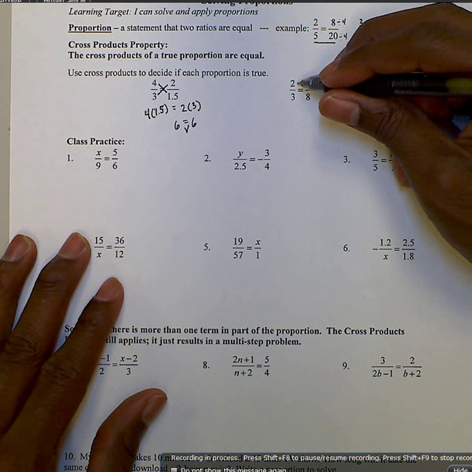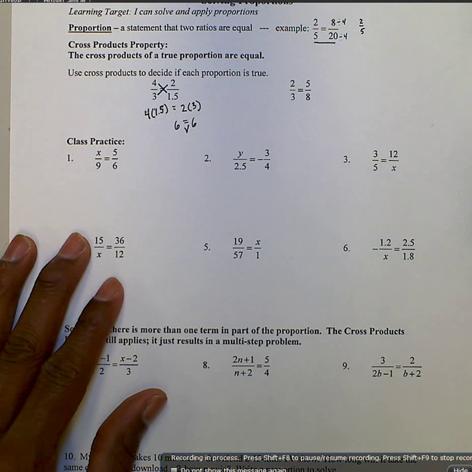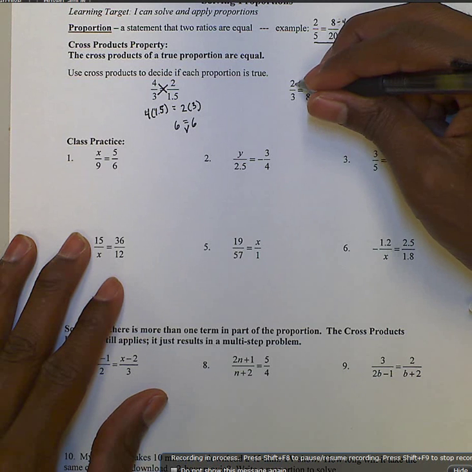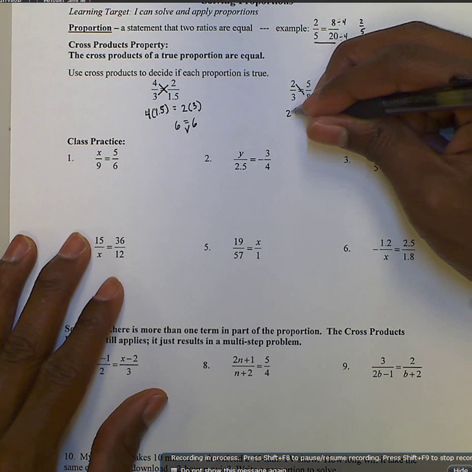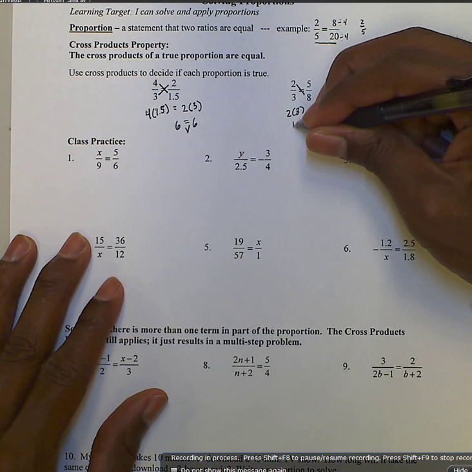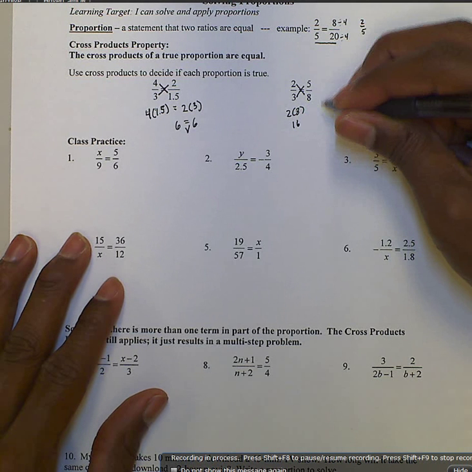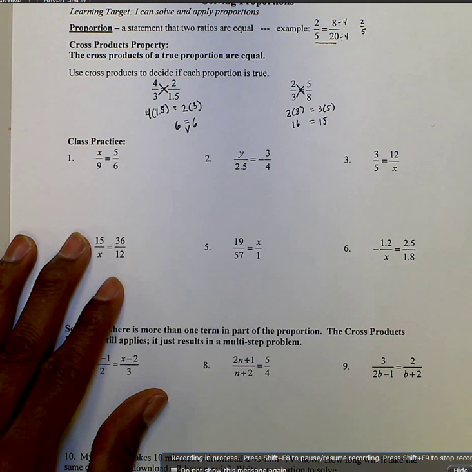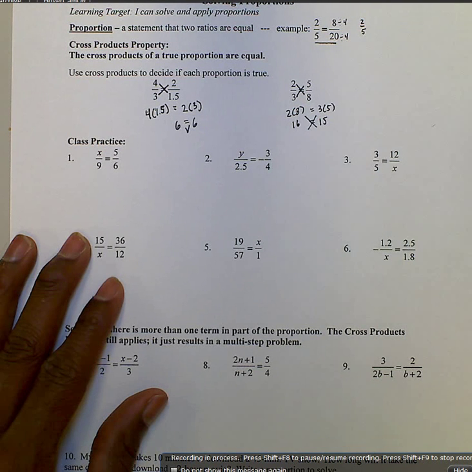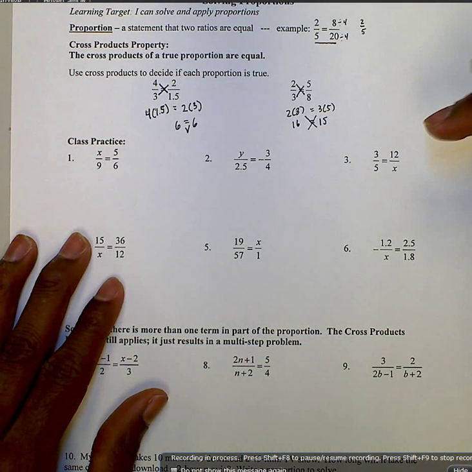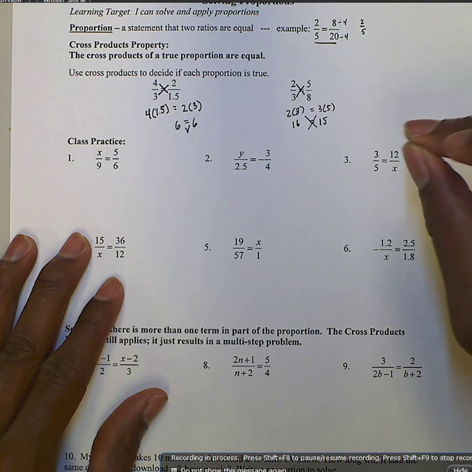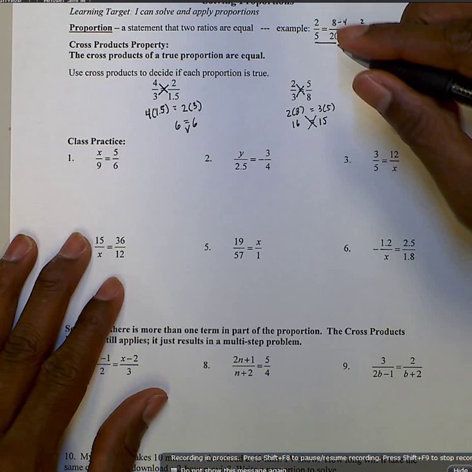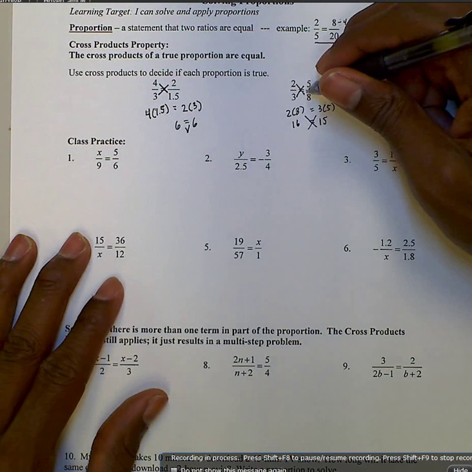Is 2/3 and 5/8 the same? Well, let's see. 2 times 8 is 16. 3 times 5 is 15. Are these two equal to each other? They are not. They don't simplify down to the same thing. They are not a true proportion, because if they were, the cross product property would work.